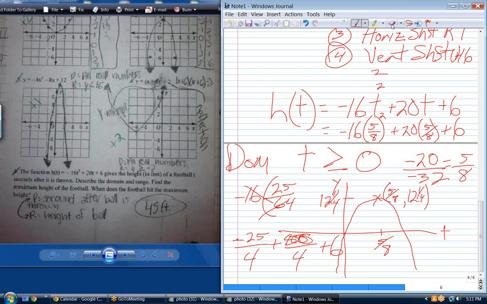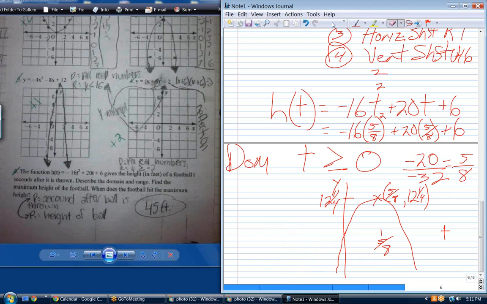The range is a little strange also. The range isn't quite what you would read directly from the graph, but it's close. Tell me, if you were reading the range off the graph, what would you say? I would say y is less than or equal to 12 1/4. Yes.